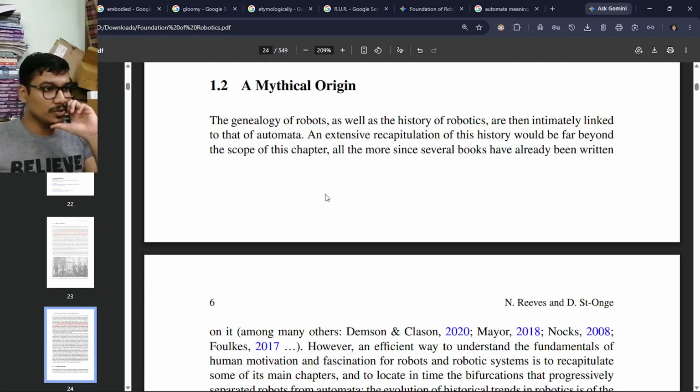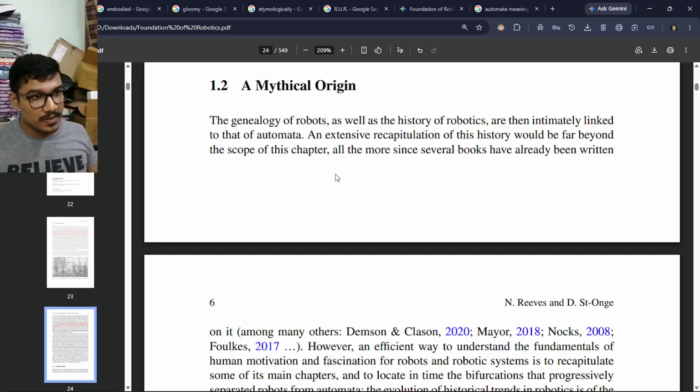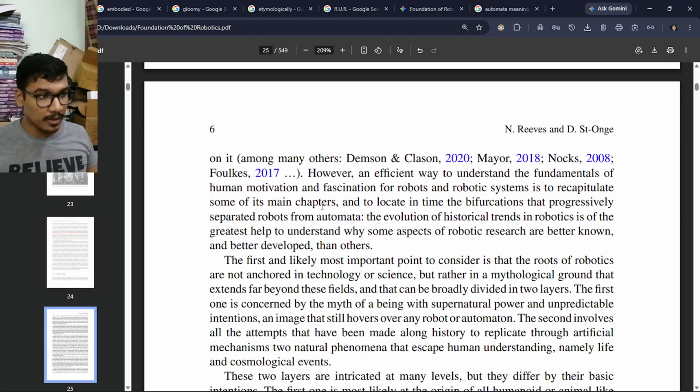the genealogy of robots as well as the history of robotics are then intimately linked to that form of automata. An extensive recapitulation of this history would be far beyond the scope of this chapter, all the more since several books have already been written on it, among them those by some authors.